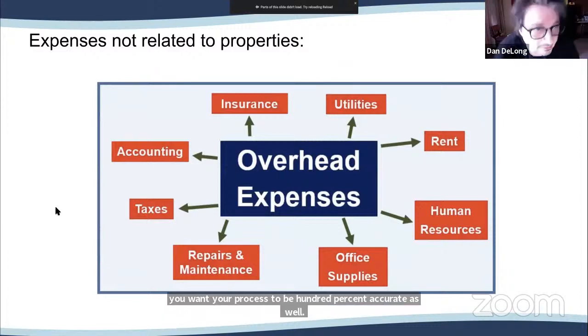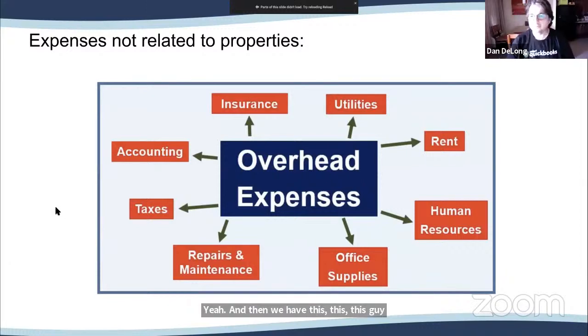Yeah, and then we have this guy here. This is a monster. What about overhead? That doesn't necessarily relate to a specific unit or a specific property.